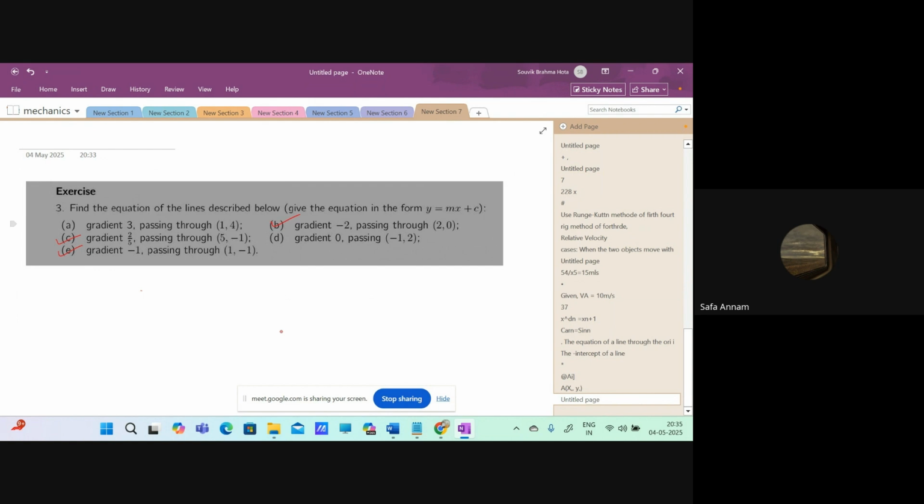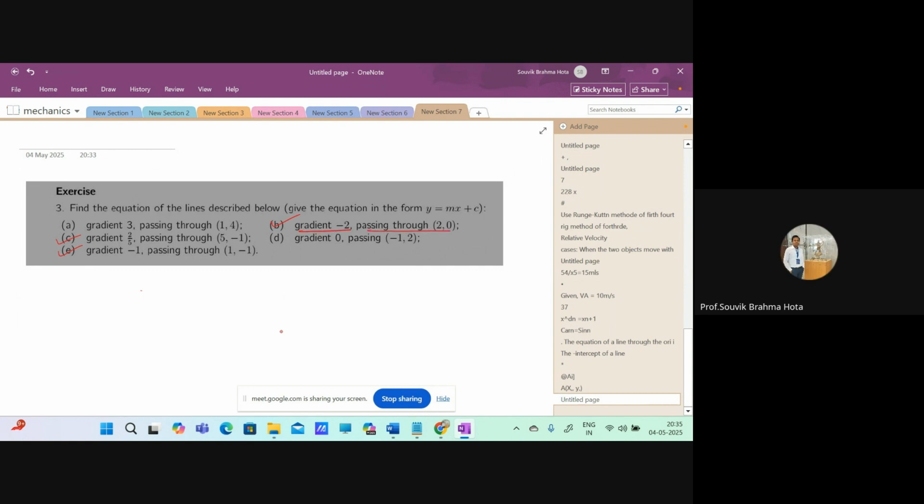Sir, so for b it will be y equal to minus 2x. For B, you are saying y is equal to minus 2x, but what will be the c? c is 0? For B, you are getting c to be 0? Sir, I still didn't understand how y1 and y. Okay, let me do it for you. For B, correct? Yes, sir. The gradient is minus 2 and it is passing through 2 comma 0.